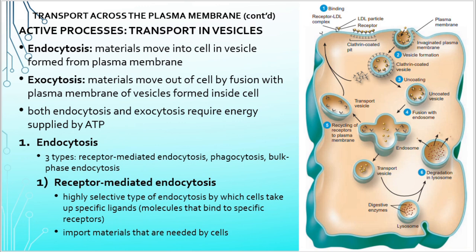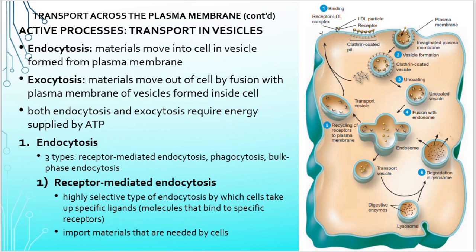Endocytosis is important for uptake of cholesterol-containing low-density lipoproteins, LDLs. Transferrin is an iron transporting protein in the blood, the protein that transports iron. Some vitamins, antibodies, and certain hormones are also taken up by receptor-mediated endocytosis.